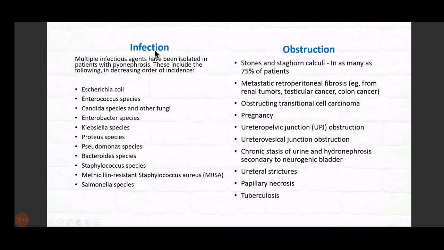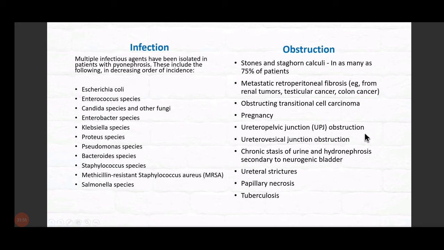For the infection, multiple causative agents are there, but the predominant one is E. coli. Depending on the immune competence of the patient, it can be Enterococcus, Klebsiella, Proteus, etc. It can be a mixture of these organisms. In uncommon cases, you may find fungal infections also or salmonella infections. Obstruction can be caused, in usually 75% of cases, by stones, or it could be stagnant calculi. Then I already listed retroperitoneal fibrosis, renal tumors or ureter tumors. Pregnancy also causes, in the second or third trimester, some kind of pressure effect on the ureter.